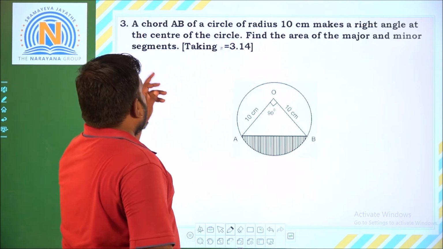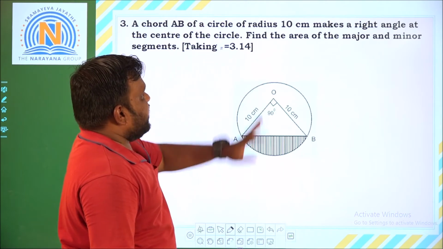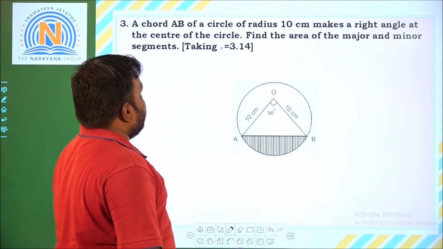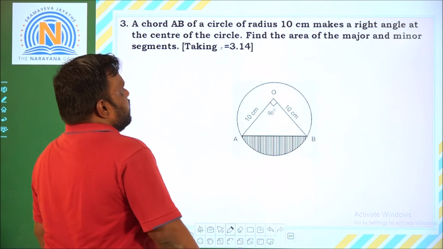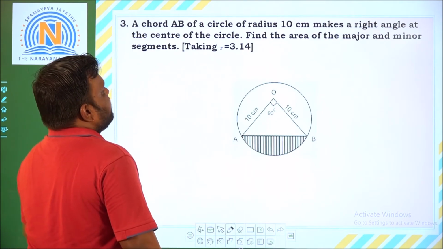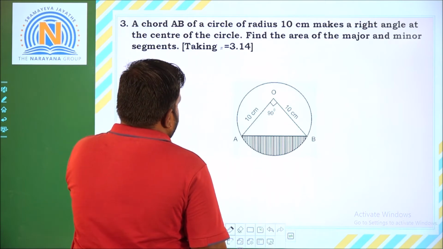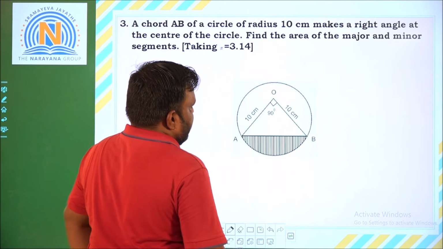Here, a chord AB of a circle of radius 10 centimeters makes a right angle at the center of the circle. So here also we have this angle as 90 degrees. Find the area of major and minor segments. Here I have to find the area of the major as well as the minor segment.